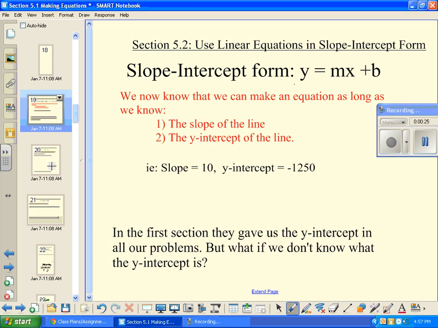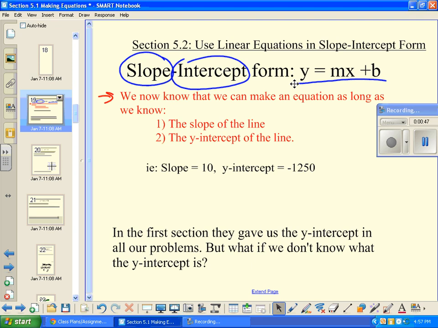Again, here's slope-intercept form, y equals mx plus b. And so notice in slope-intercept form, there's two key parts to it, the slope and the y-intercept. So as I've written here in red, and if you're taking notes along with me, I'd want you to write this down. It says we know that we can make an equation as long as we know those two things, the slope of the line and the y-intercept of the line.